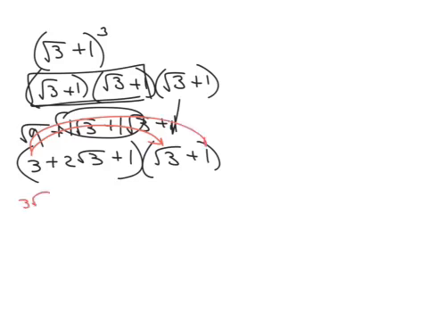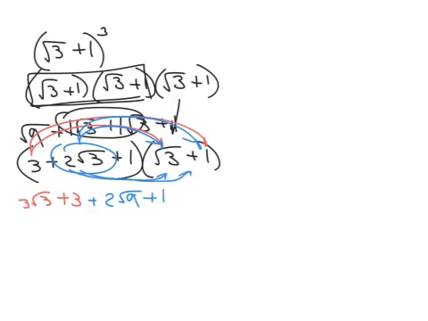So 3 square root of 3 plus 3 times 1 is 3. Then we're going to take this one and do it times that and that. So 2 square root of 3 times the square root of 3 is 2 square root of 9. We'll just leave that. And then this times this, 1 times 2 square root of 3 is 2 square root of 3. Now we're going to do the 1 here times this and times this. So that's going to be 1 times the square root of 3, and 1 times 1 is 1.